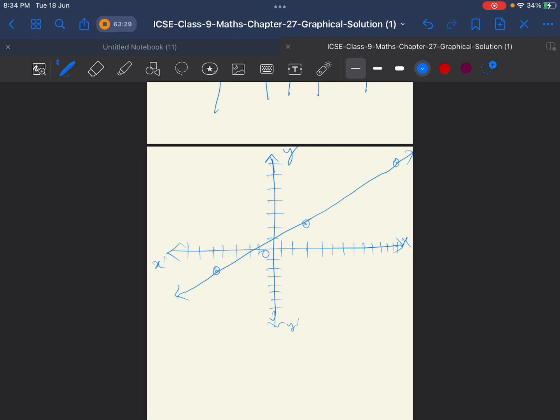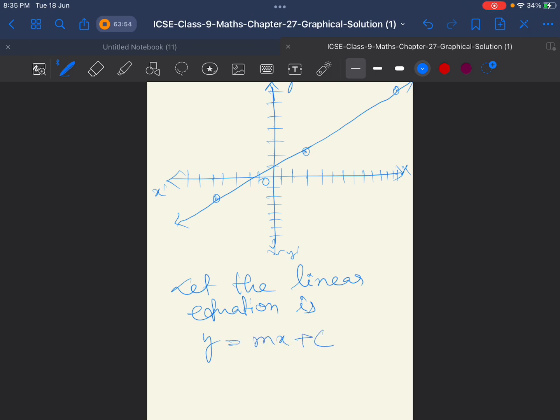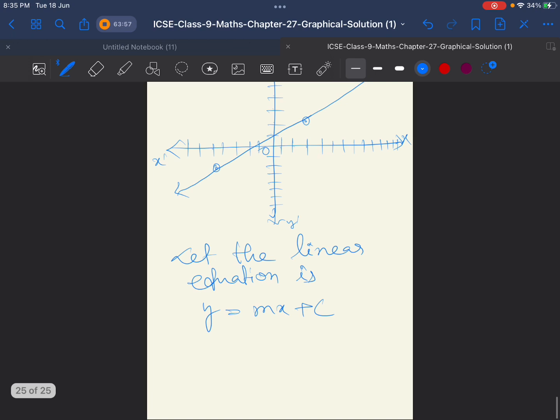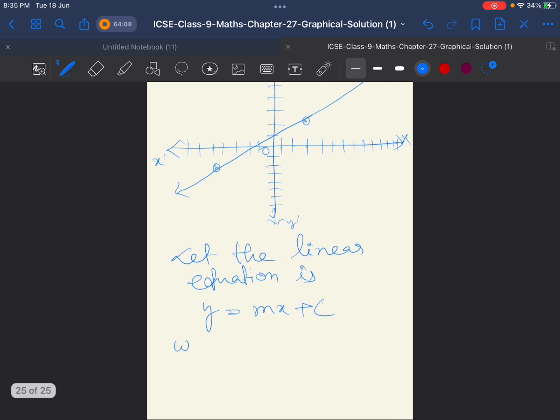So the question is, from your graph, find the values of a and b. State a linear relation between the variables x and y. So first, let the linear equation be y equals mx plus c. This is the general form of a linear equation, the general form of a straight line.